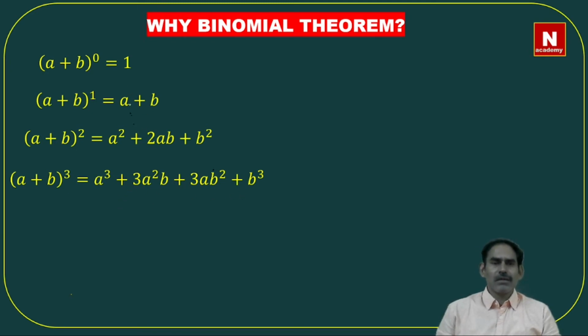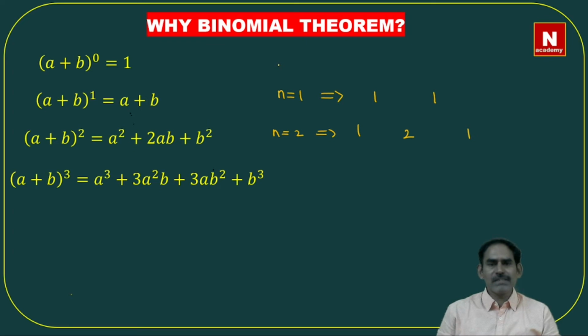And next, what are the coefficients here? Observe this. When the index is 1, what are the coefficients? The coefficient of a is 1. The coefficient of b is 1. When the index is 2, write the coefficients. The coefficient of a square is 1. The coefficient of ab is 2. The coefficient of b square is 1.